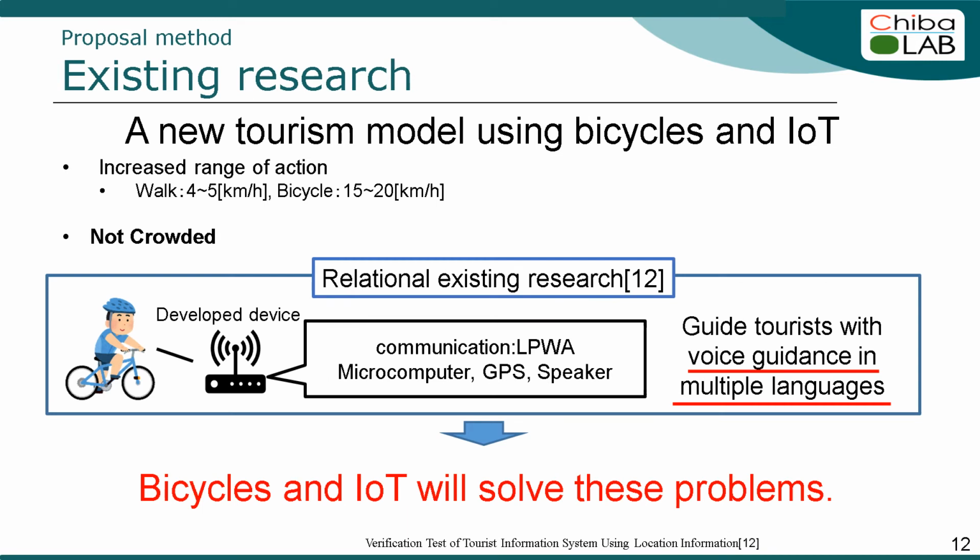Therefore, this research proposes a new IoT service with coronavirus countermeasures. It is an IoT tourism service centered on bicycles. Bicycles are suitable for transportation at tourist destinations because they are less crowded than public transportation and can travel a wider area than walking. Also, our research improves the efficiency of sightseeing tours using bicycles by voice guidance. I think bicycles and IoT will solve these problems.